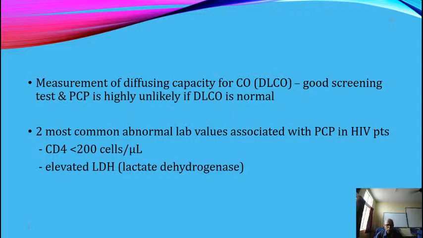Other parameters depend on lactic dehydrogenase. If these levels are increased, that means the patient is going into metabolic acidosis. Similarly, if the CD4 count is falling below 200, that confirms that the patient may have an immunodeficiency disorder like PCP.